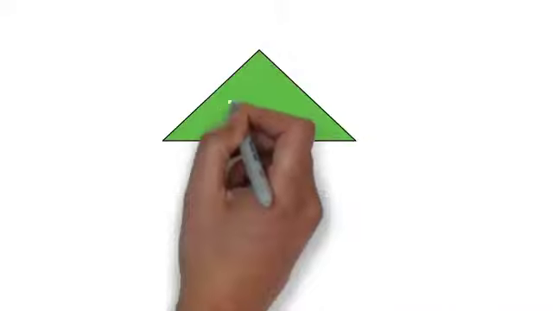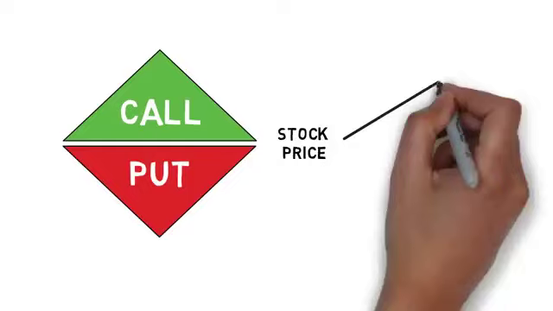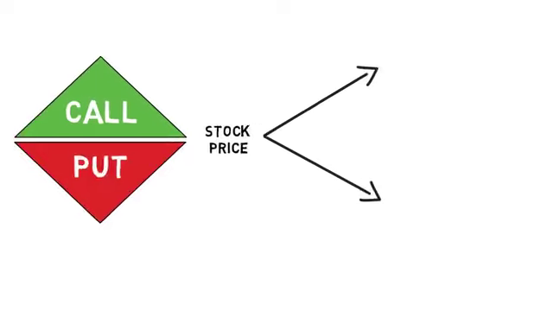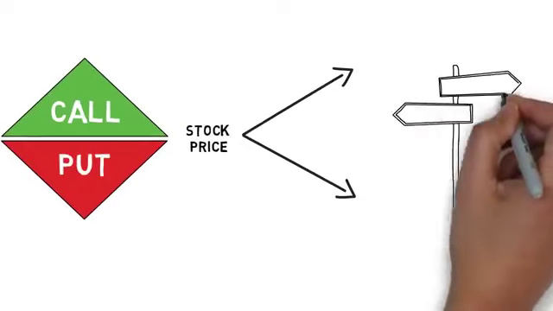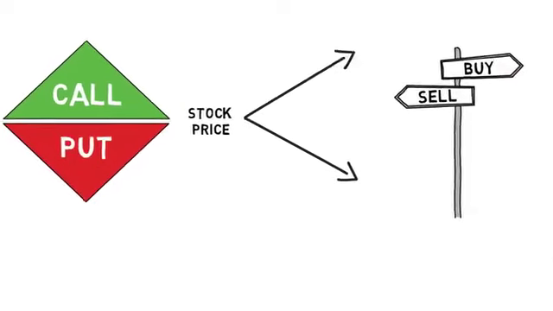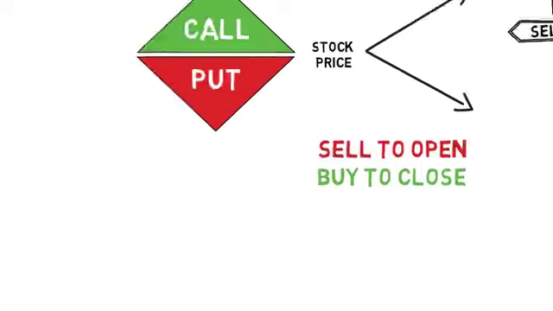There are two types of options. There are calls and puts. If you buy a call, you want the stock to go up. If you buy a put, you want the stock to go down. Now, since there are two sides to every market, you can also do the opposite, where you would sell the option as an opening trade and hopefully buy it back at a lower price as a closing trade. This will make more sense in a second.